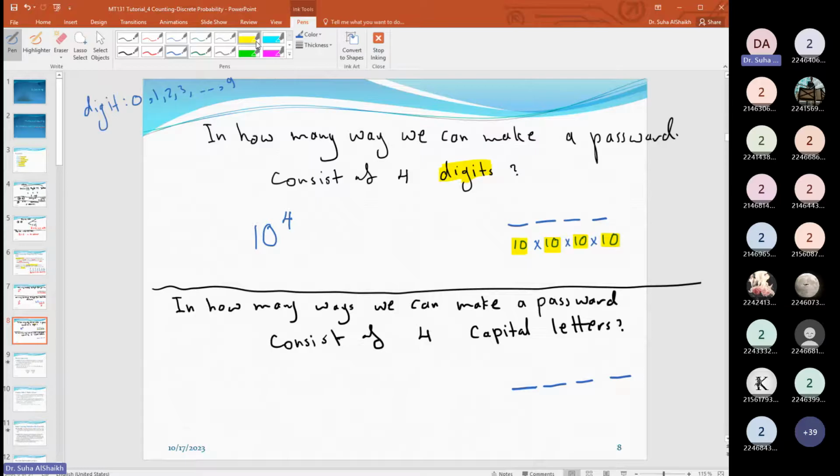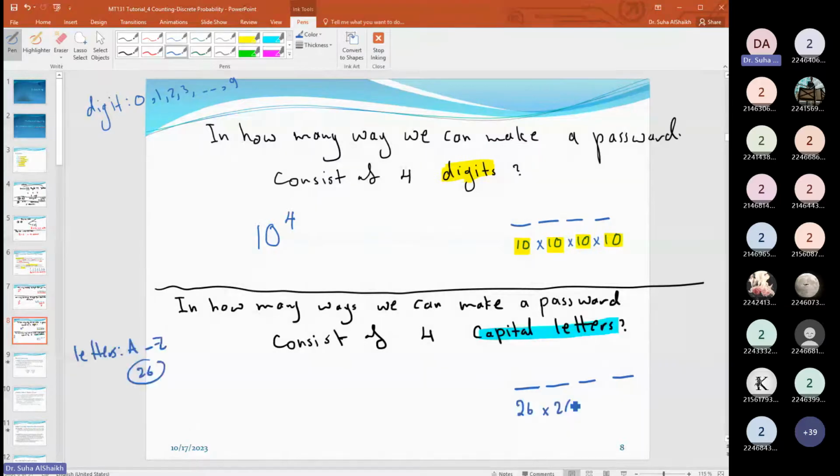How many capital letters do we have? We have 26 letters. The letters I have are from A to Z. How many of them do I have? I have 26 of them. So actually this is 26 multiplied by 26 multiplied by 26 multiplied by 26. This is 26 to the power 4. You get the idea now? And anything here can be a combination of those letters.